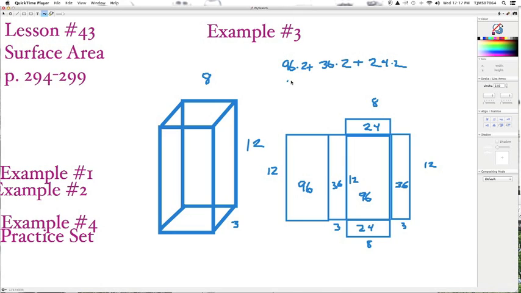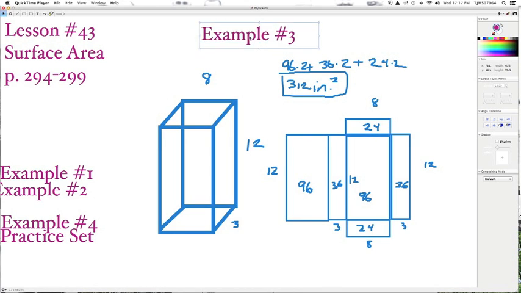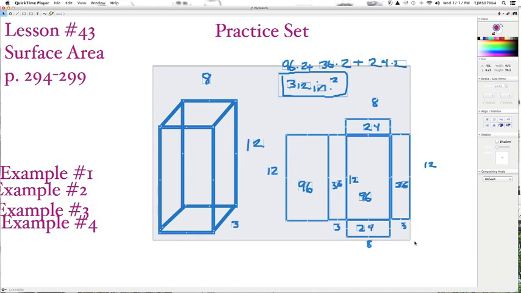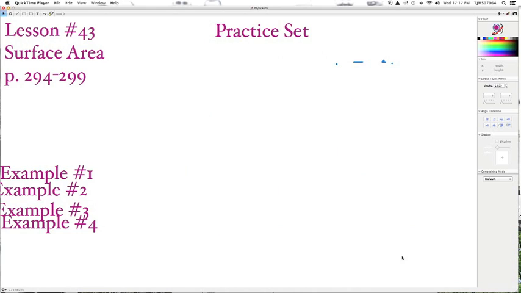And we come up with 312 inches squared. What I'm doing, these are lessons for 8th grade and 7th grade math. I am making a video. And then finally, that'll take us to the practice set. Again, if you have any problems, we'll revert back to the practice set, okay?